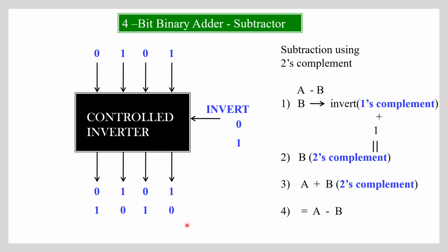So 1 है तो क्या आएगा? 0. 0, 1, 1, 0 and 0, 1. So we got the 1's complement. What is now our requirement? 2's complement. 2's complement, how I will get? 1's complement plus 1. So I got 1's complement. So I will add 1. So plus 1. So I got the 2's complement, that is 1, 0, 1, 1. So this is the 2's complement of B. Now I will add to A and I will get the subtraction.